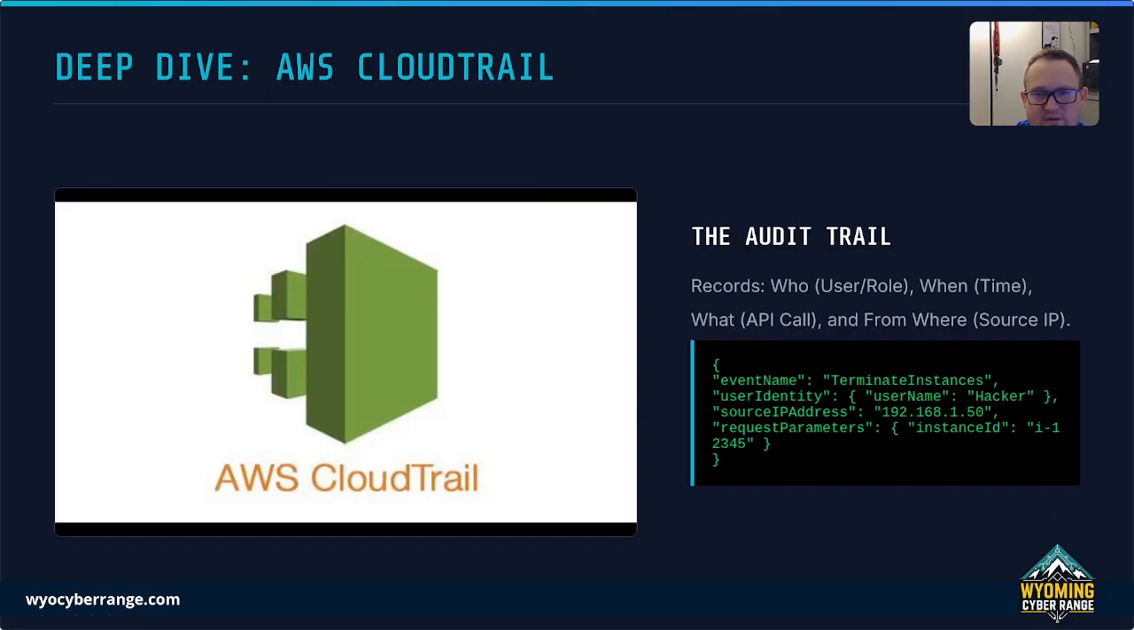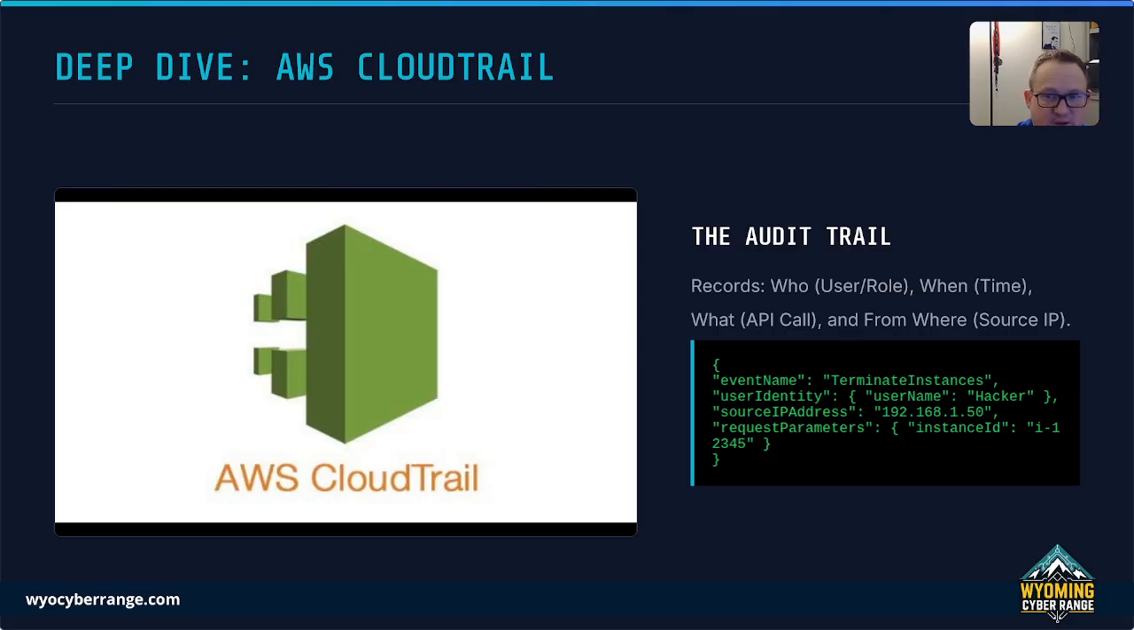Now, taking a deeper dive into CloudTrail itself, it's normally going to be formatted in JSON. A CloudTrail log is the ultimate audit trail because it natively answers four questions: who, when, what, and from where. So we can easily see, here's an example, that the user identity here is hacker. We can see the timestamp of the event. We can see that it's a terminate instance event name. And we see the IP address is 192.168.1.50.